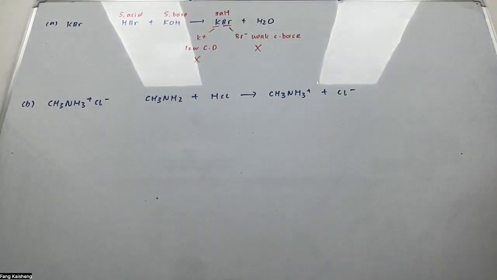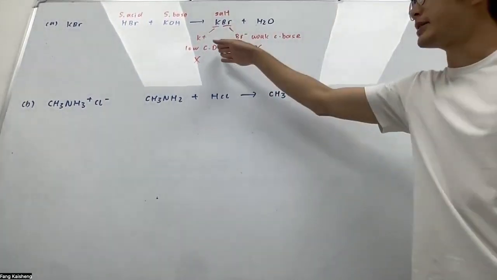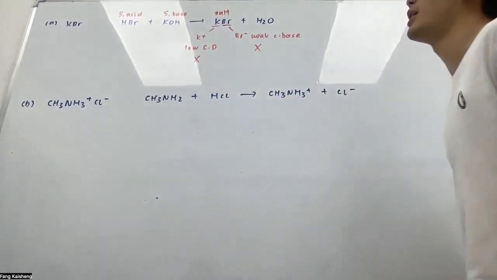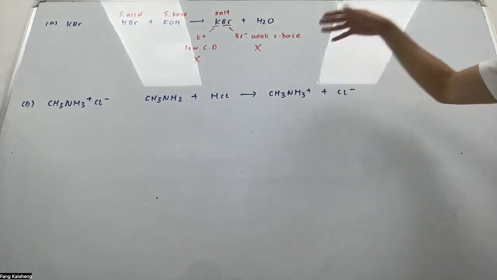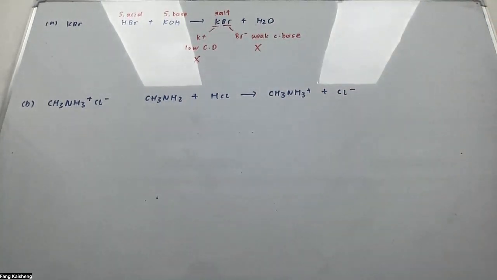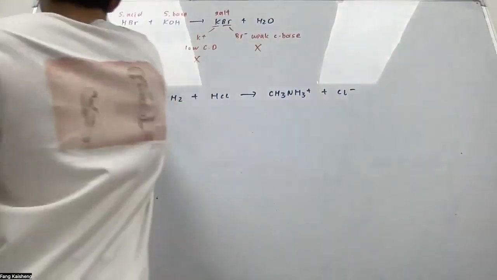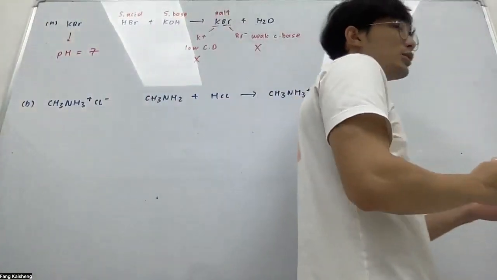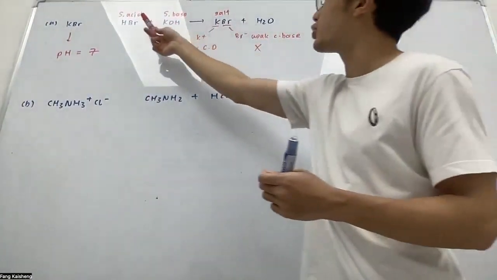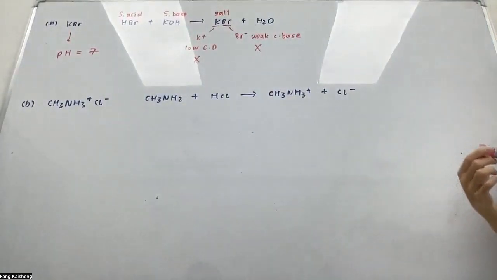Go and write down your reasoning very quickly. K plus has low charge density, cannot hydrolyze in water. Br minus is a weak conjugate base, cannot hydrolyze in water. Overall, what's the pH? 7. This is really neutral. So again, you won't really see strong acid, strong base reactions.